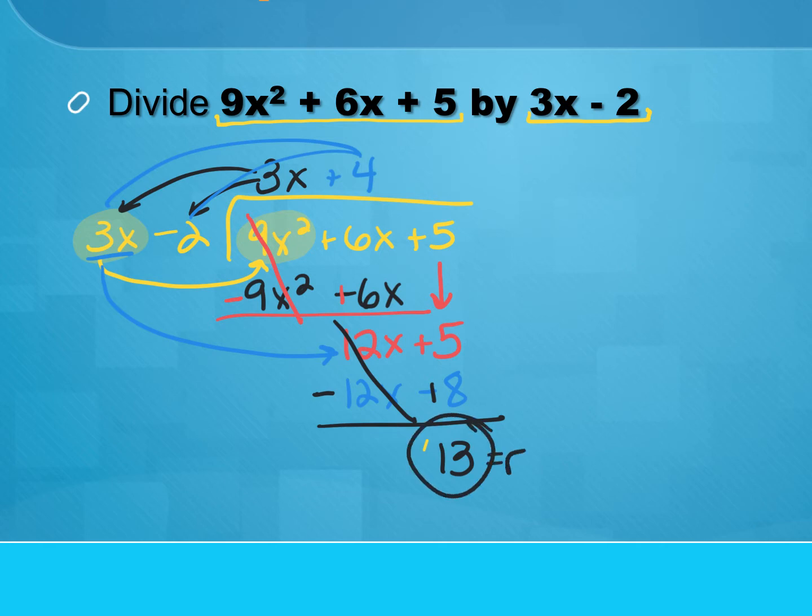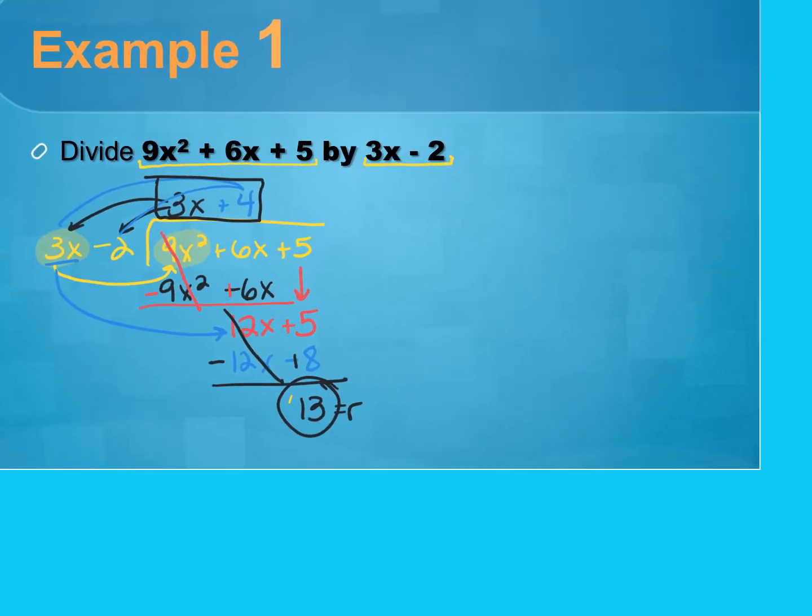13 is my remainder. 3x plus 4 is my quotient. So my answer gets written as 3x plus 4 plus 13 over 3x minus 2.